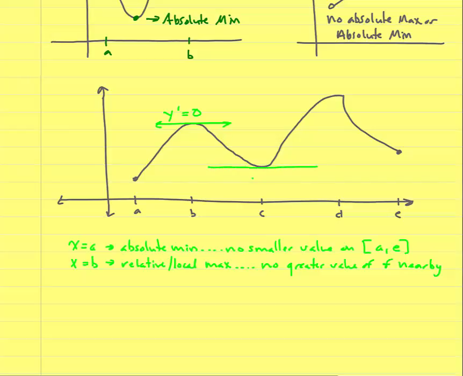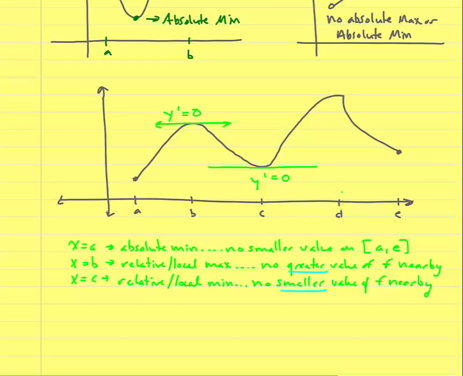Okay, so that's an interesting point. Well, I have the same thing occurring down here. I have a derivative equals 0. And so at x equals C, I don't have a relative max, I have a relative or a local min. There's no smaller value of the function nearby. So important words here, no greater value, no smaller value. So there's smaller values of the entire function, but nearby, relative to this point, or local to this point, there's no smaller values.